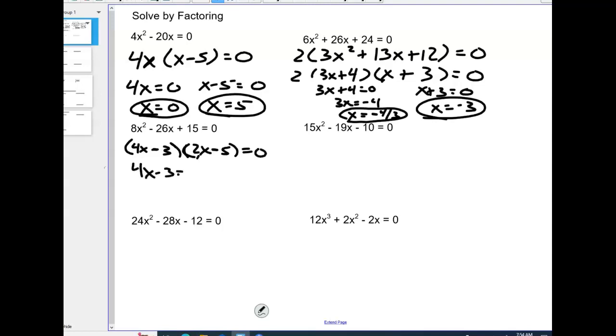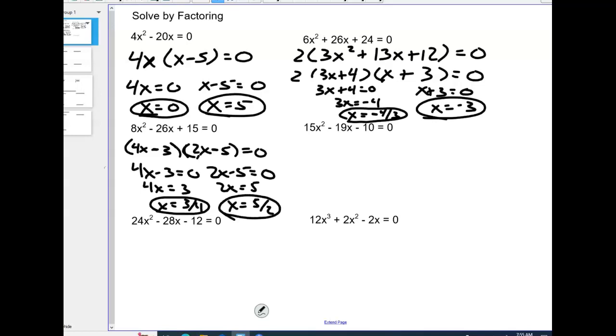4x minus 3 equals 0. 2x minus 5 equals 0. We get 4x equals 3, x equals 3/4. 2x equals 5, and x equals 5/2. And those are your answers. Yes?